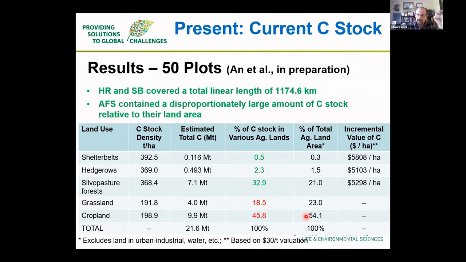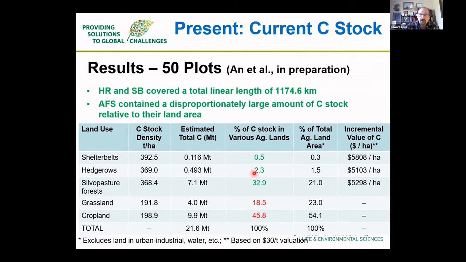So this is the ag land area. It's excluding urban, industrial, and water, and so on. In terms of the total carbon stock, those cultivated croplands only comprised 46%. So they're underrepresenting the total carbon storage, if you like, at the landscape level. That's the way to think about it.